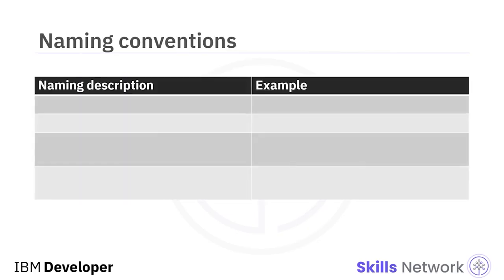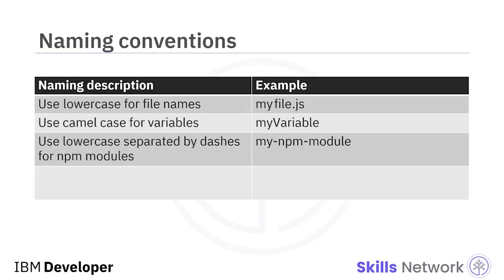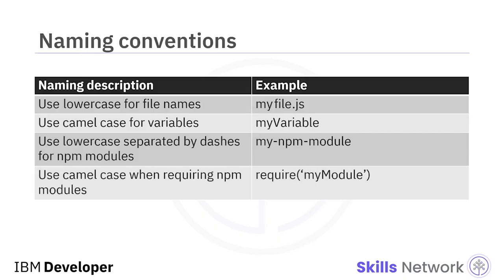Stick with the following capitalization conventions. Use all lowercase for file names, use camel case for variables. NPM modules are named in lowercase separated by dashes, and when using the require method for NPM modules, use camel case.